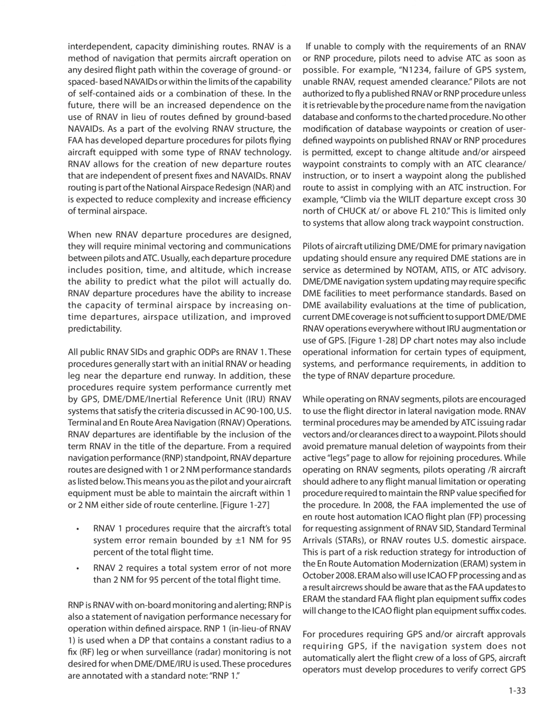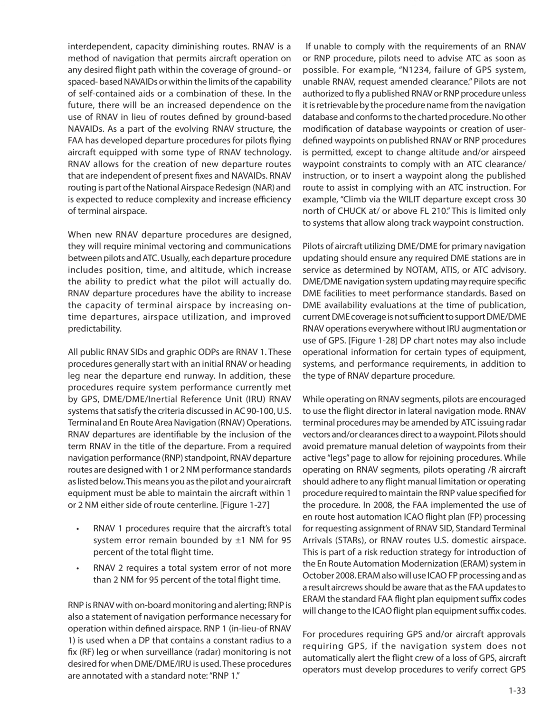RNP1, in lieu of RNAV 1, is used when a DP contains a constant radius to a fix (RF) leg, or when surveillance (radar) monitoring is not desired, or when DME/DME/IRU is used. These procedures are annotated with a standard note, RNP1.